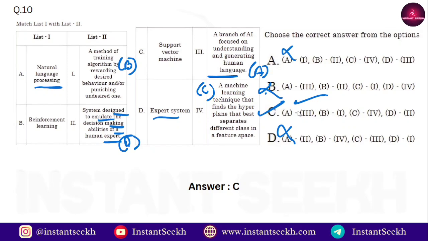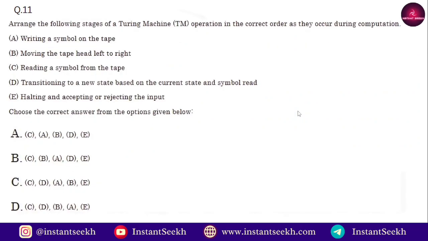Right, let's move on to the next one. Next we have: arrange the following stages of Turing machine operation in the correct order as they occur during computation. Okay, again we need to arrange the sequence. We have given: writing a symbol, moving the tape, reading a symbol, transition to a new state, and halting and accepting or rejecting the input.